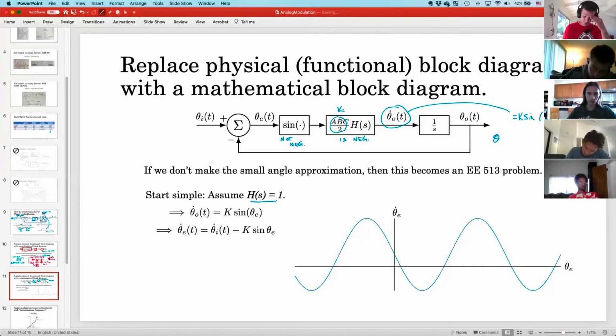So I know the rate of change of the output in the time domain depends on the sine of the error, which is itself a function of time. I dropped the theta E of t, but this should be theta E of t. I know that the error is the difference between the input and the output. If you look at the block diagram, it's the input minus the output.